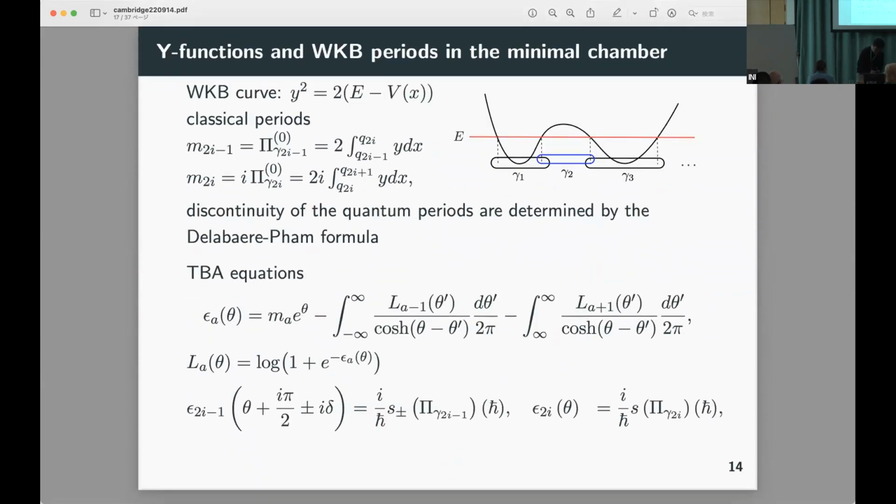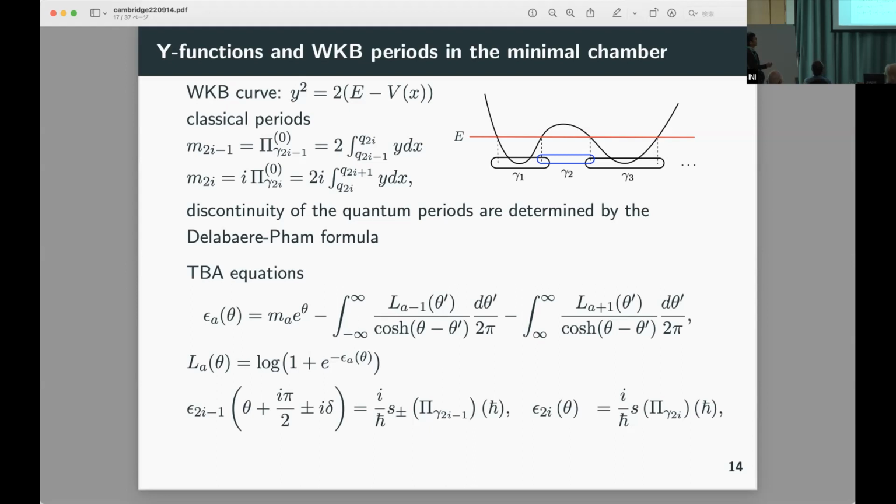So maybe this is a very short summary. Let me remind you of the case of the WKB curve in the case of Schrödinger equations, where the Riemann surface is of hyperelliptic type, and the potential of the Schrödinger equation and energy determine this WKB curve. And we can determine two types of period for this WKB curve, corresponding to the allowed region and the forbidden region in the potential.